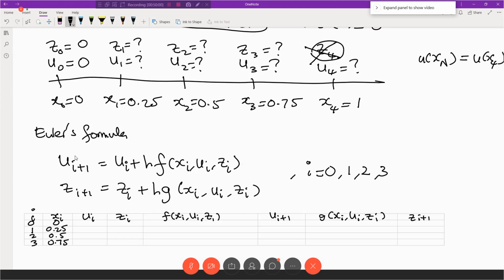Okay, now ui. So this is i0, so u0. Where's our u0? Here. This is u0, this is z0. Okay, right. So this is your u0, this is your z0. So it means that u0 is 0, z0 should be 0.